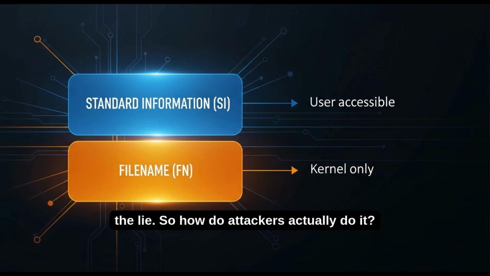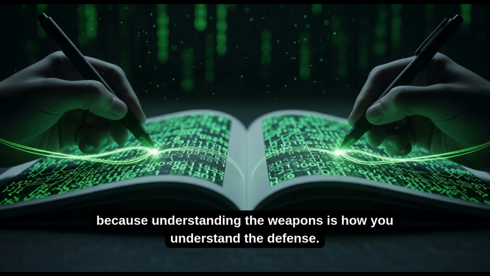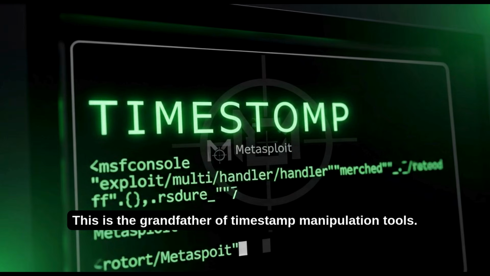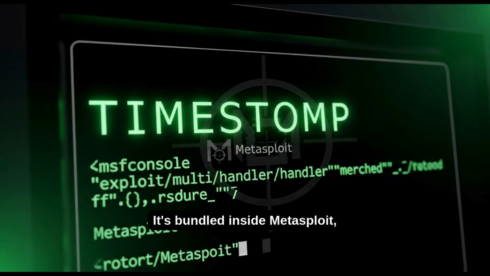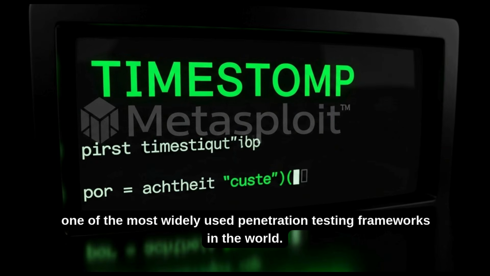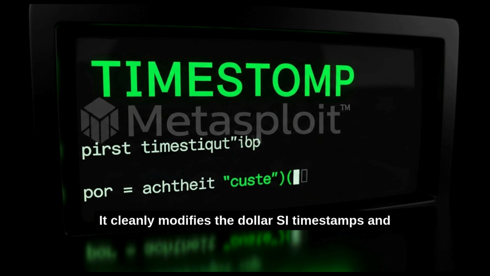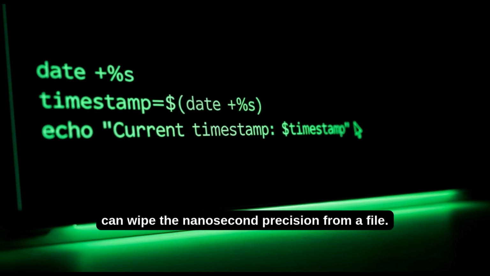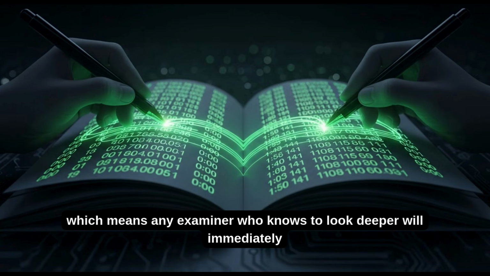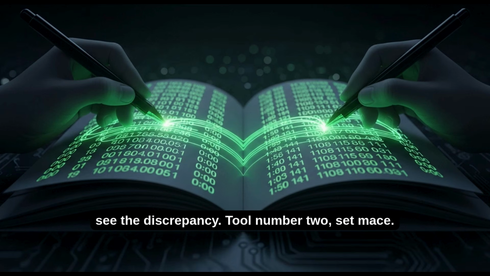So how do attackers actually do it? Let's walk through the toolkit, because understanding the weapons is how you understand the defense. Tool number 1, timestomp. This is the grandfather of timestamp manipulation tools. It's bundled inside Metasploit, one of the most widely used penetration testing frameworks in the world. It cleanly modifies the $SI timestamps and can wipe the nanosecond precision from a file. But it has a blind spot. By default, it doesn't touch $FN, which means any examiner who knows to look deeper will immediately see the discrepancy.